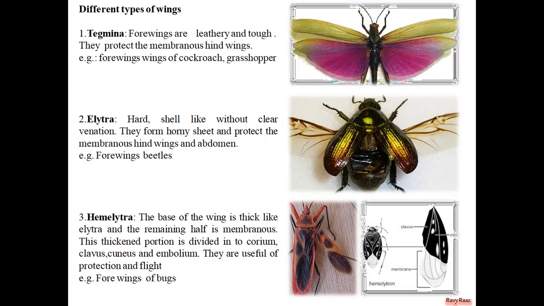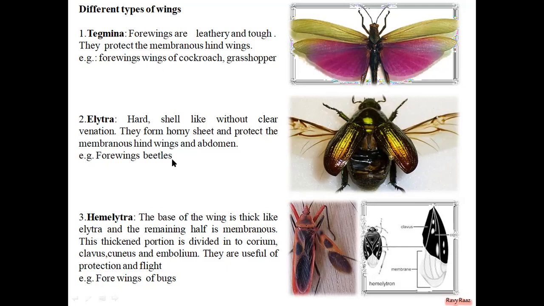So first is Tegmina. Four wings are leathery and tough. So in Tegmina, the four wings, the fore wings and hind wings, are leathery. And examples are cockroach and grasshopper.